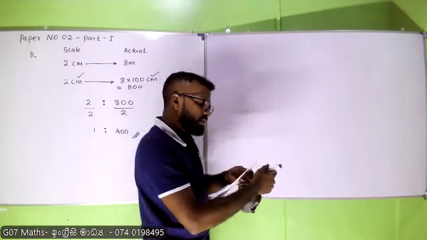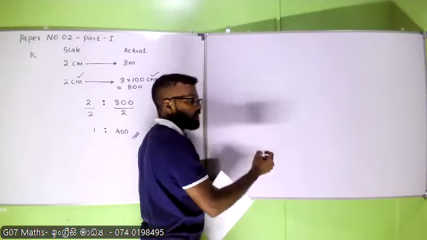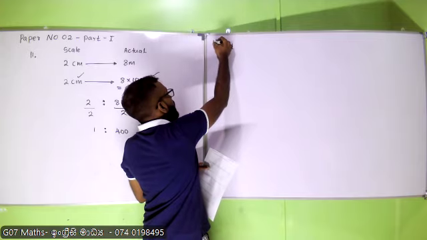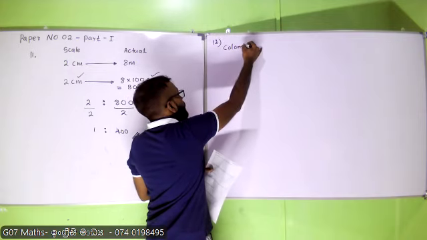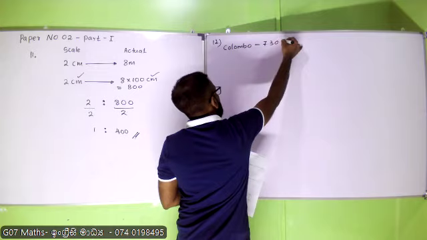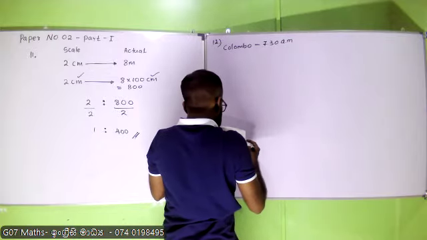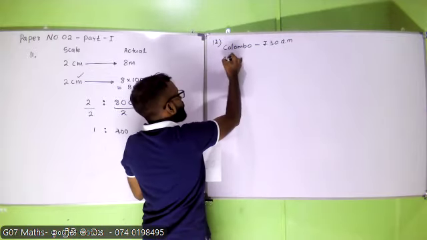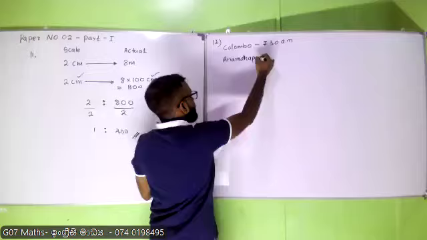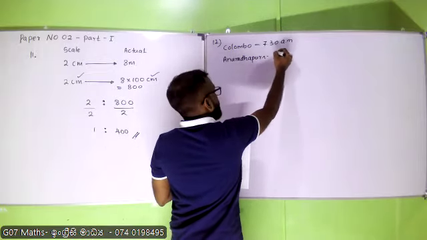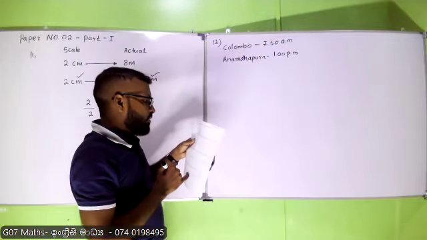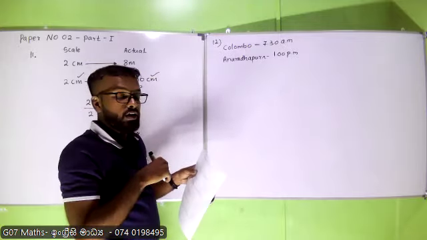A bus leaves Colombo at 7:30 a.m. and reaches Anuradhapura by 1 p.m. at noon. Find the time taken for the journey. So this is my 12th one.